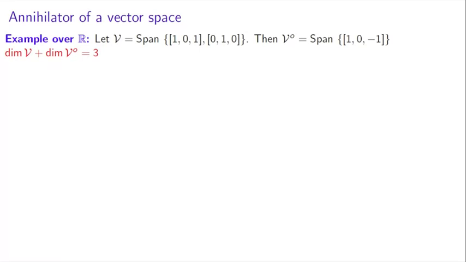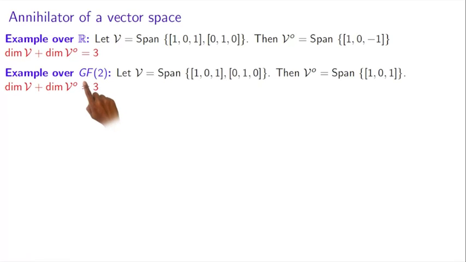Observe something about these two examples. In the first case, we were working with vectors with 3 entries, and the dimension of V plus the dimension of the annihilator of V equals 3. In the second example as well, we were working with vectors with 3 entries, and again, the dimension of V plus the dimension of the annihilator of V equaled 3.